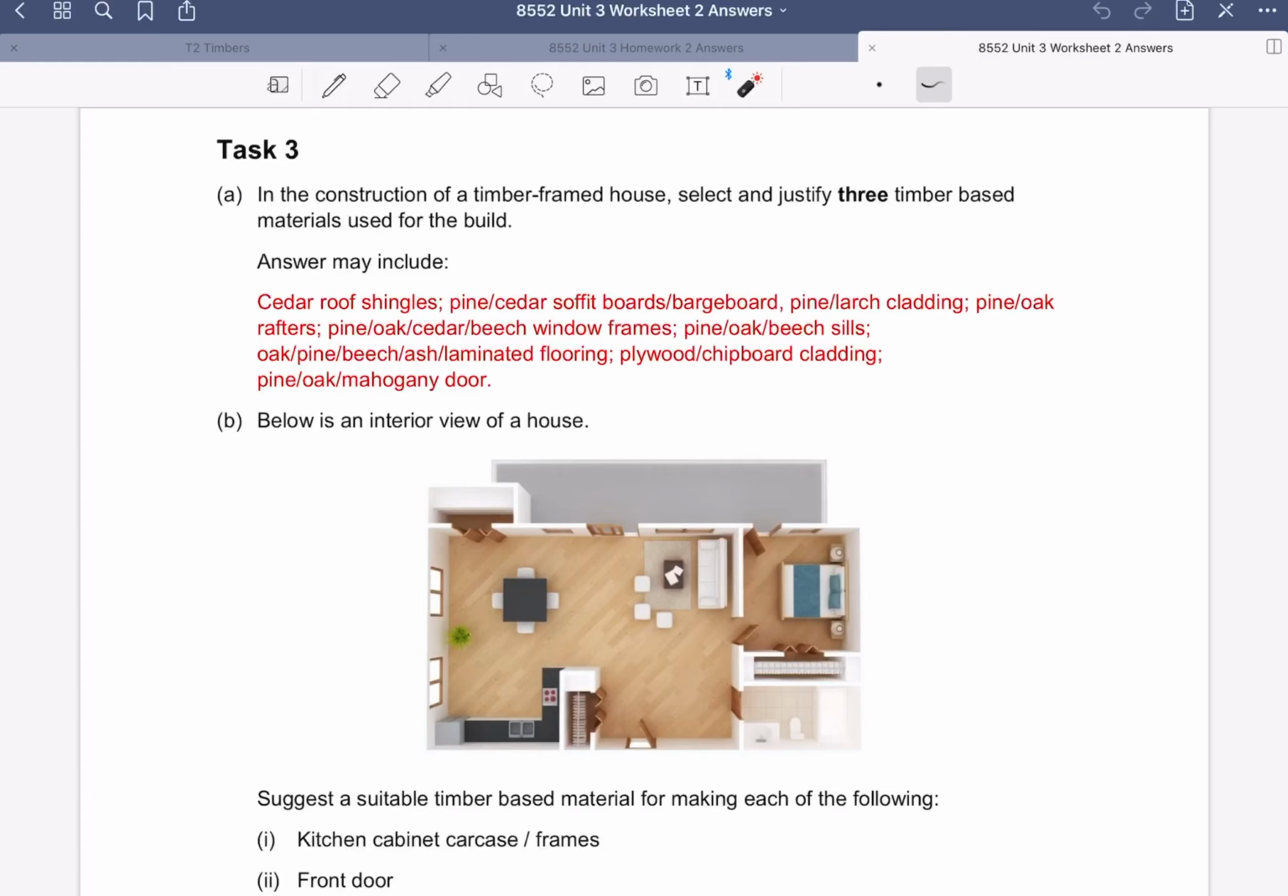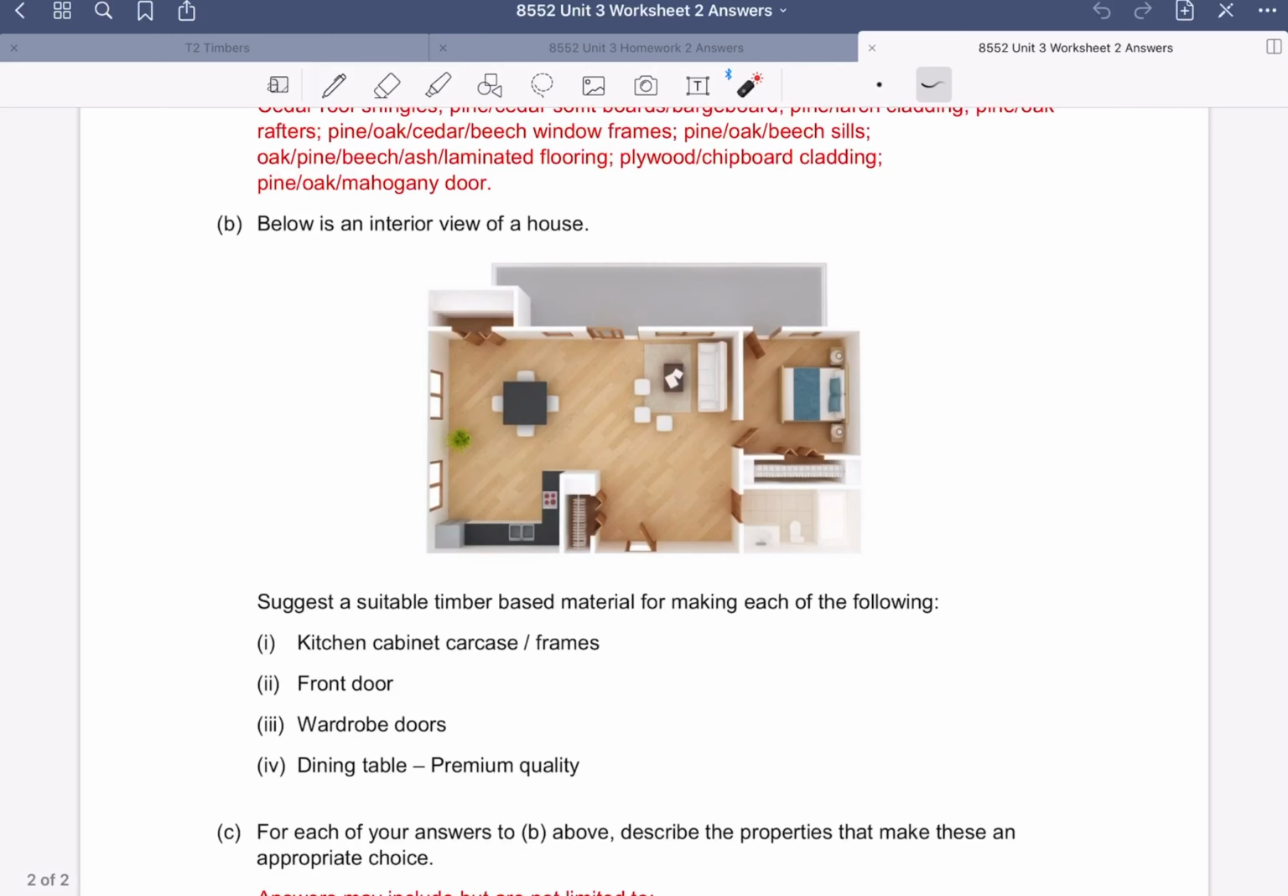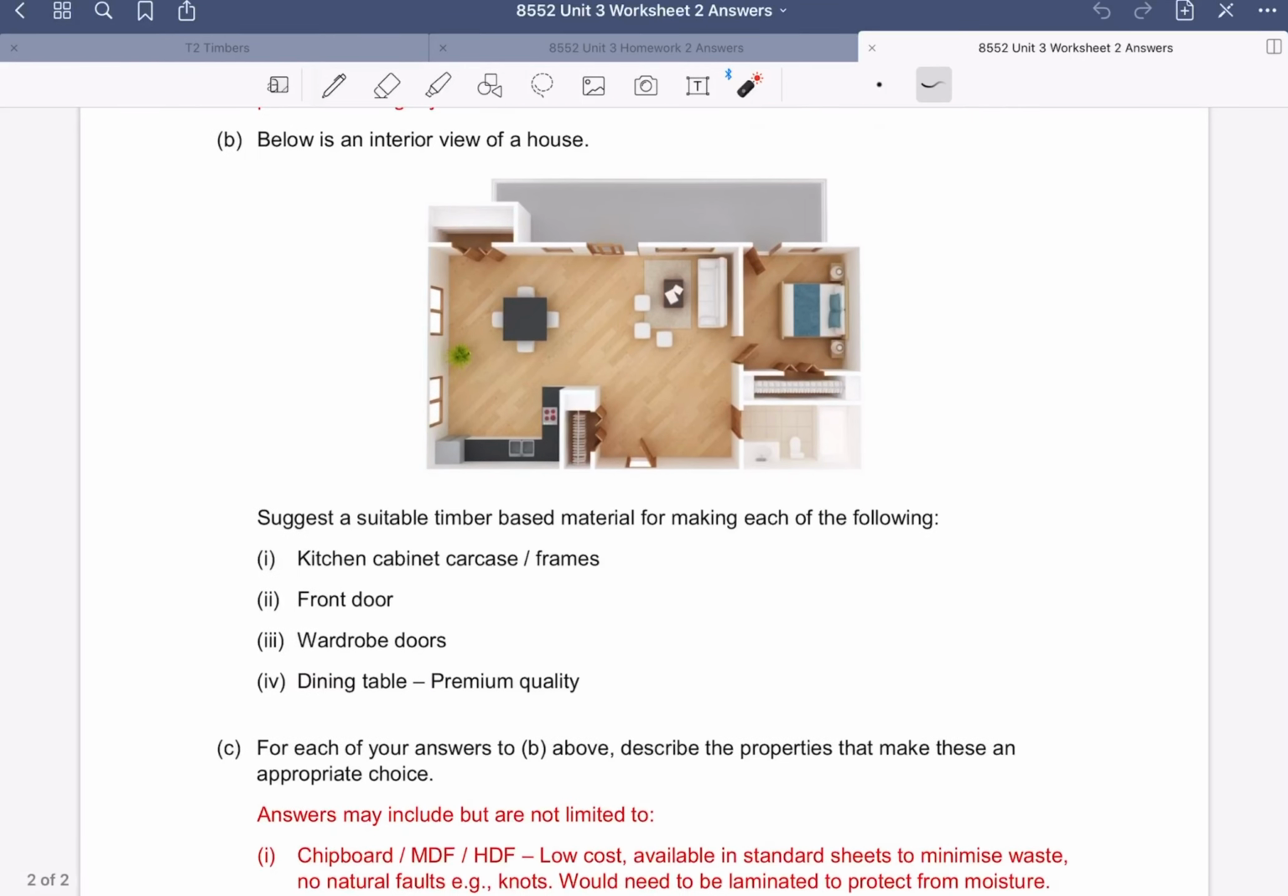Or windowsills, a laminate flooring. You could even use a manufactured board such as plywood or chipboard. You could have different types of doors or different types of cladding on your house, such as mahogany, pine, oak. Really, as long as you've justified 3 different materials and why you've used them, you'd get the marks in a GCSE answer there.